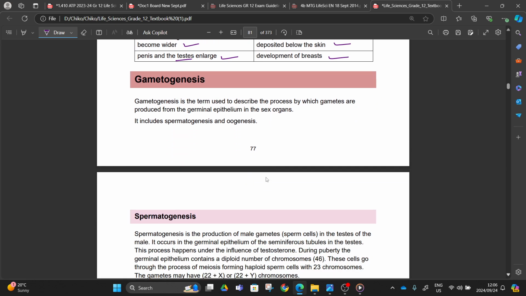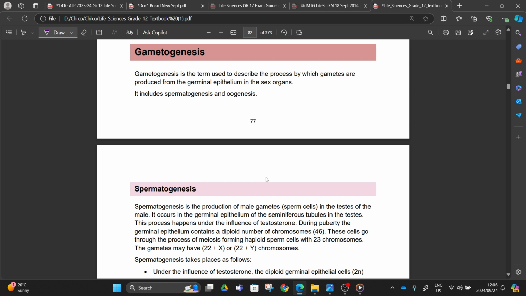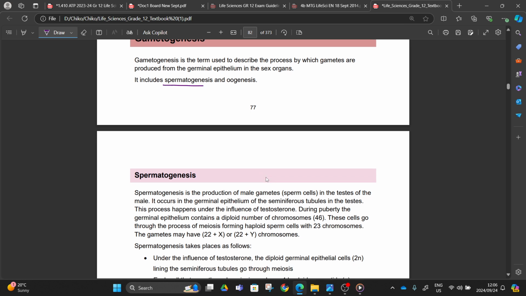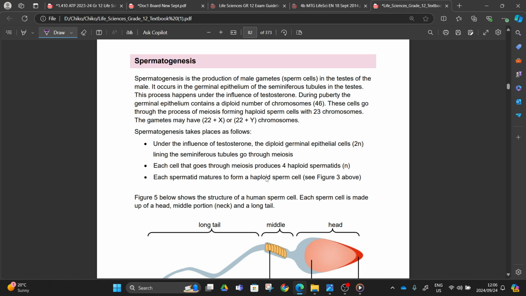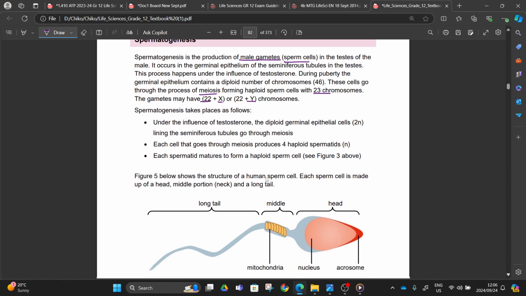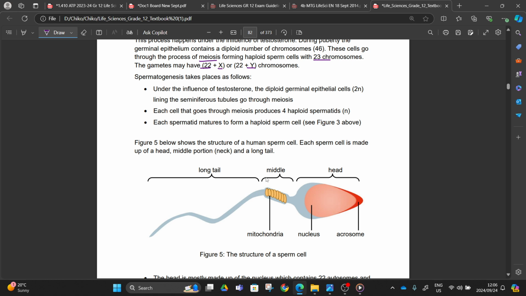From there, we move to gametogenesis, which is the process whereby the gametes are formed by the process of meiosis. It includes spermatogenesis and oogenesis, right? Spermatogenesis is where the sperms, the male gametes, are produced by the process of meiosis to form 23 chromosomes, 22 autosomes with X or Y. You still remember this, right? They start as diploid. Those germinal epithelial cells undergo meiosis, and then they form 4 haploid spermatids.